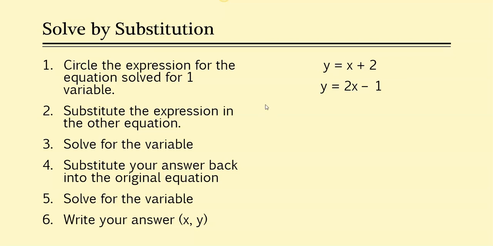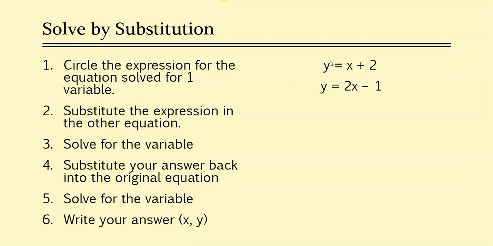All right, let's look at another example of solving a system by substitution. This time I have my two equations, y equals x plus 2 and y equals 2x minus 1. So my steps didn't change. They're still the same 6 steps. Step 1 says circle the expression for the equation solved for one variable.